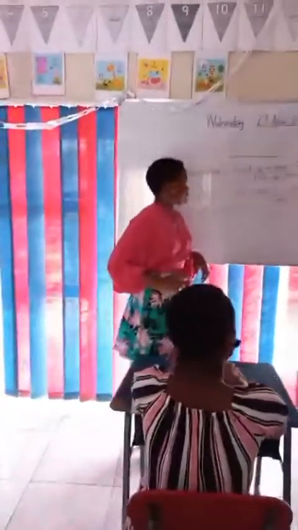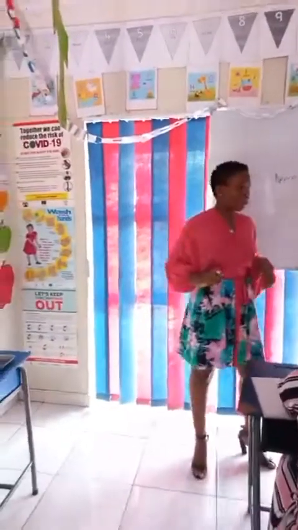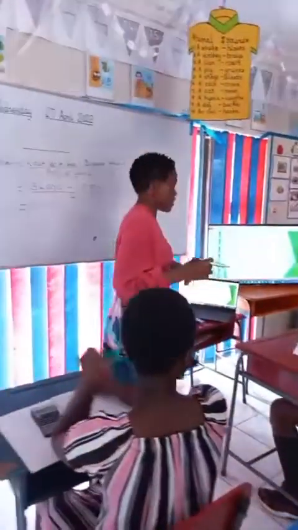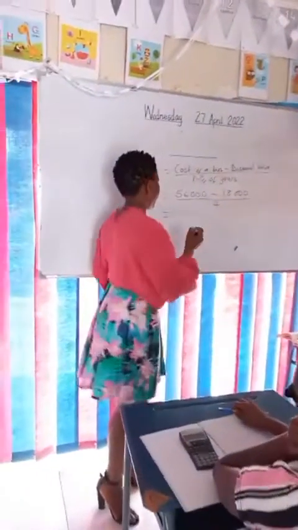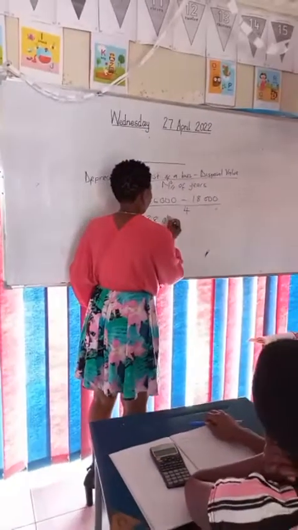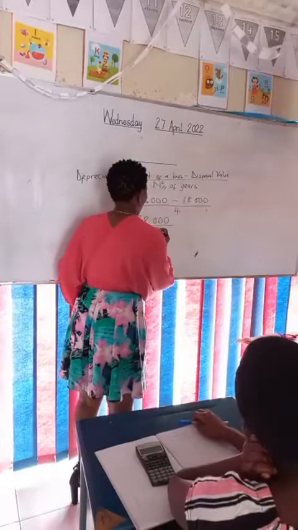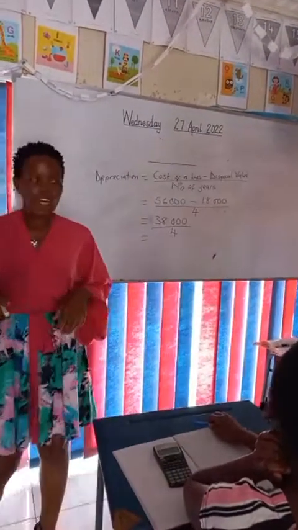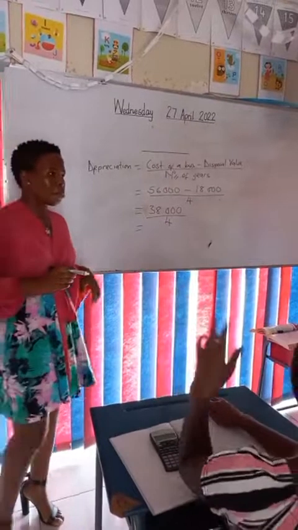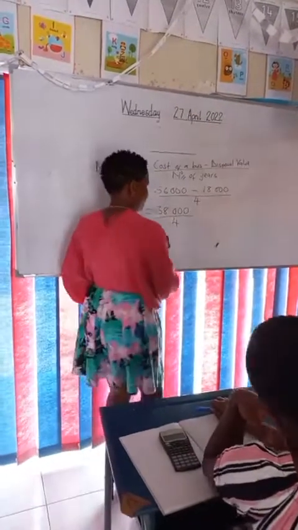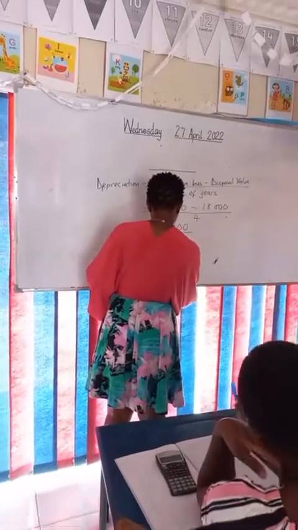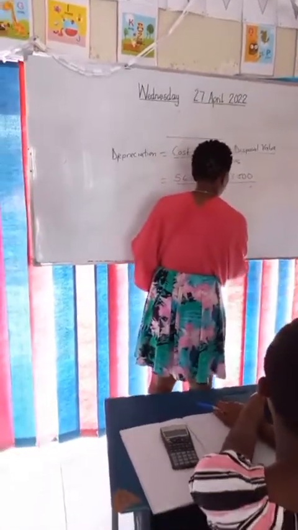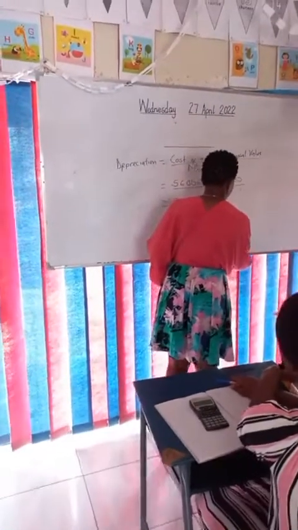So if we say 56,000 minus 18,000, what do we have? Let's calculate. Godfrey? 38,000. Is it correct? Yes. 38,000, all this divided by 4 years. What do we have? 38,000 divided by 4. Tanaka? 9,500. Yes. So 9,500 each year for how many years? For 4 years.